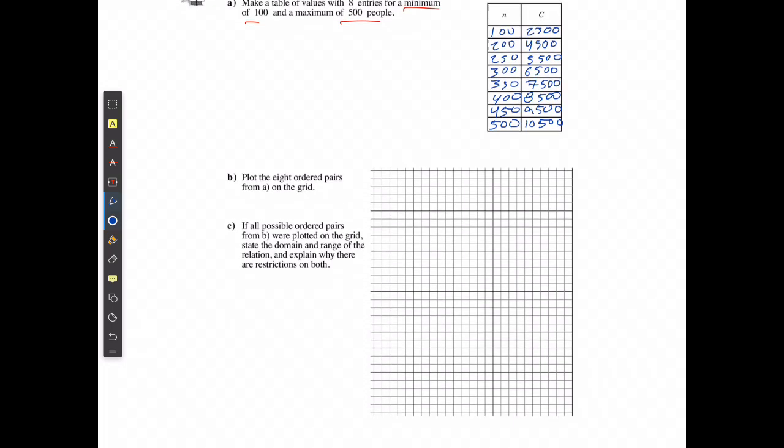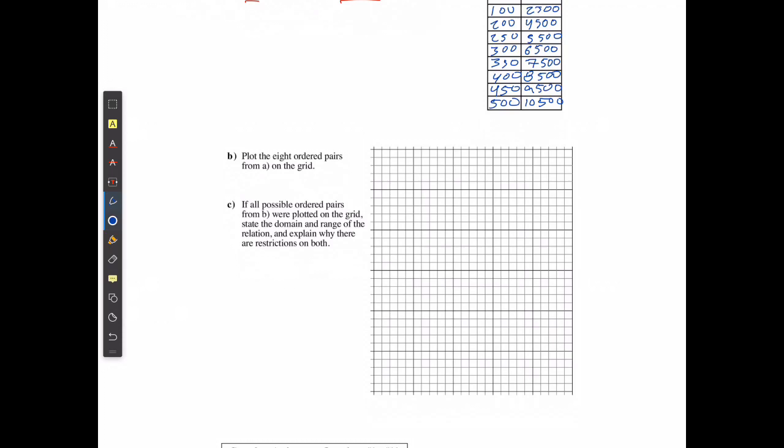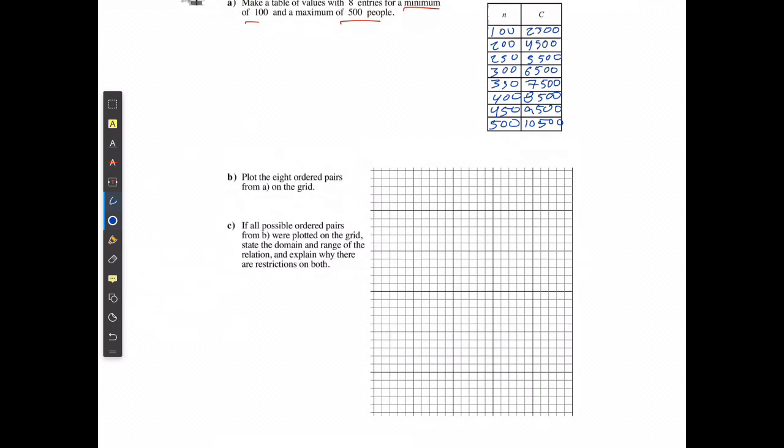All right. If I'm plotting the ordered pairs on the grid, then the first thing I need to do is pick out what my scaling is going to be. If I need to go up to 10,500, then my scaling for the C values along here are going to be pretty big numbers. Let's make every fifth one 2,500, which means every line is worth 500. This would be at 5,000. This would be at 7,500. This would be at 10,000. And this would be at 12,500.